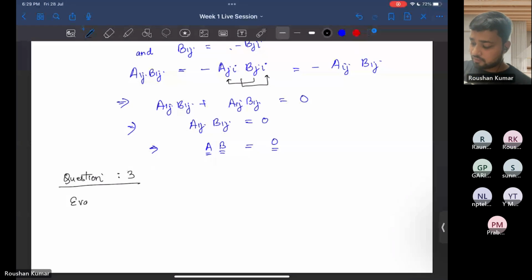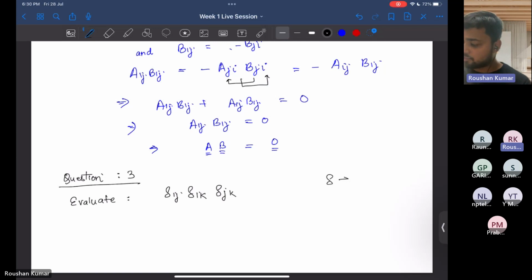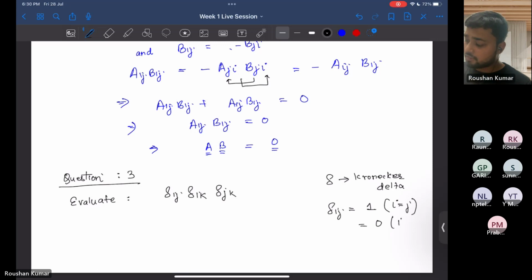So we have to evaluate delta ij, delta ik, and delta jk. So what's the value of this one? You have already seen in the lecture that delta is basically the canonical delta function. We call it canonical delta, and it means that if we see the component of it, delta ij, its value is 1 if i is equal to j, and its value is 0 if i is not equal to j. That is, for the same value it gives us 1, and for different values, if i is not equal to j, we will get 0. So based on this, we have to evaluate the value of delta ij, delta ik, and delta jk.